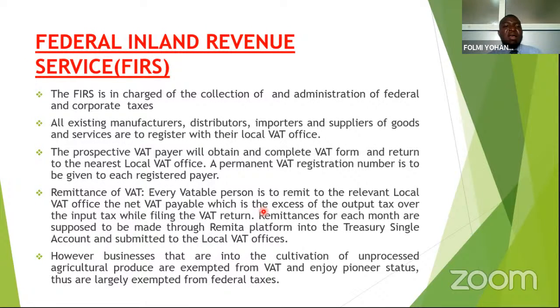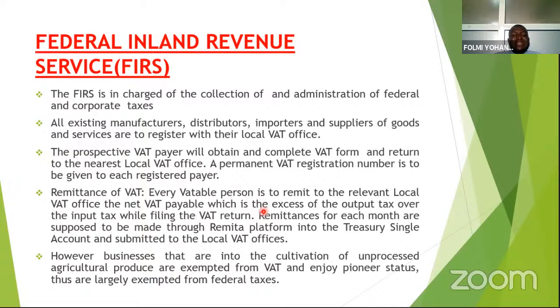Then we have the Federal Inland Revenue Service. The Federal Inland Revenue Service used to be an arm of the Federal Board of Inland Revenue, but subsequently by the Establishment Act of 2013, the Federal Inland Revenue was made an autonomous body, an independent body. You get it? So it becomes an independent body and is no longer an organ of the Federal Board of Inland Revenue, though the Federal Board of Inland Revenue still rolls out general policy for the Federal Inland Revenue Service.